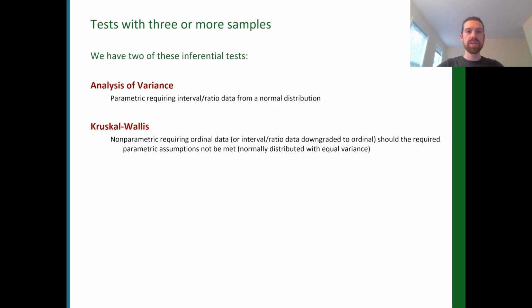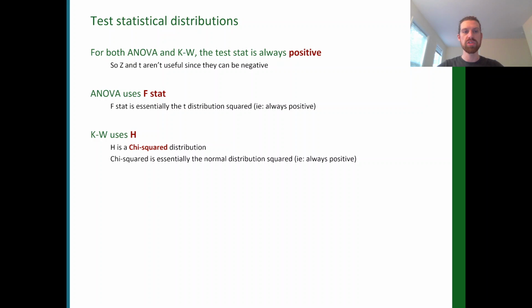So the tests that we'll be carrying out, focusing here just on ANOVA, the analysis of variance for parametric data, and then the Kruskal-Wallis test for non-parametric data, okay? In the case of the latter, we'll be focusing on ordinal data. And in the case of the former, we'll be focusing on continuous, so interval ratio data from a normal distribution.